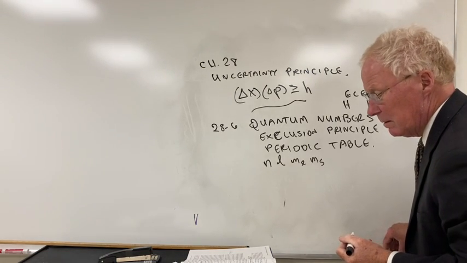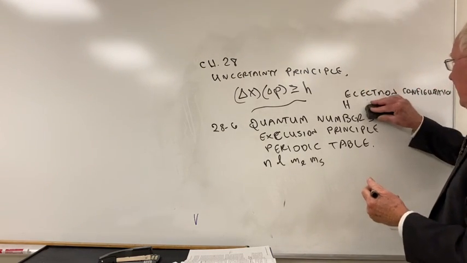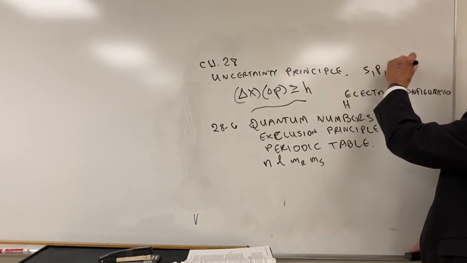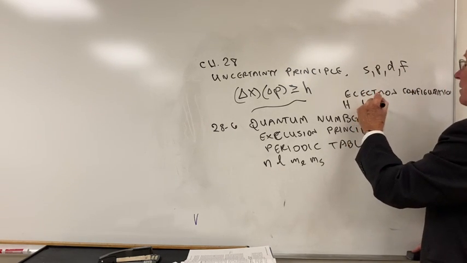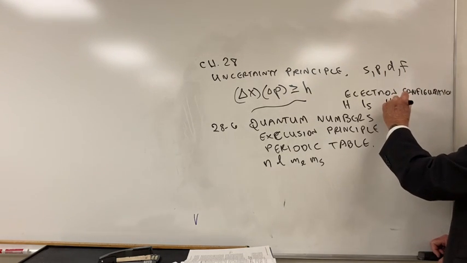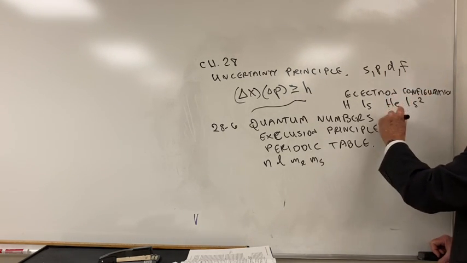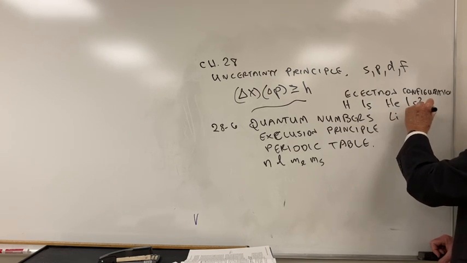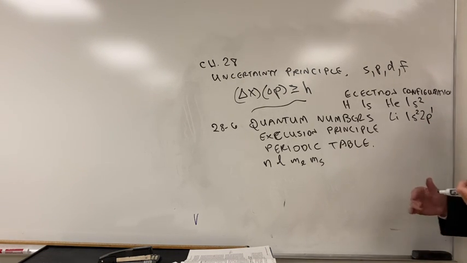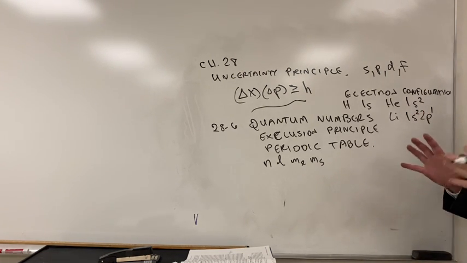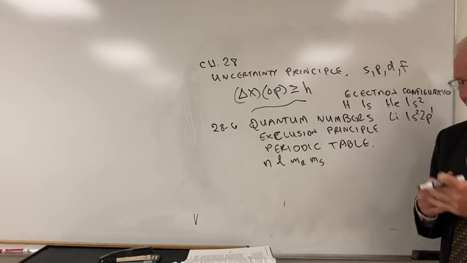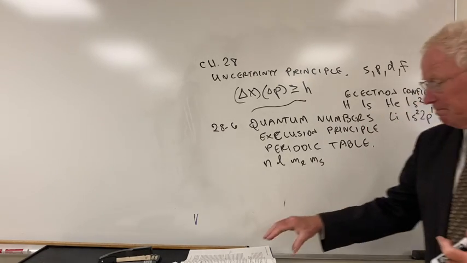For a 1s, I should say, because the states are s, p, d, f, and so on. So 1s. For helium, 1s2. For lithium, 1s2, 2s1, meaning it's the next level up, and so on. So questions will be writing down what the electron configuration is for a particular element, the entire configuration.